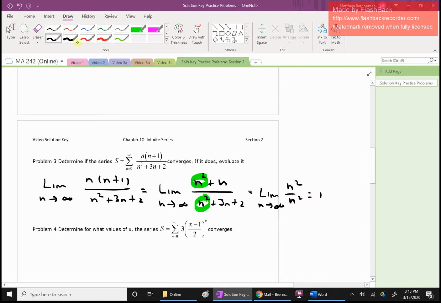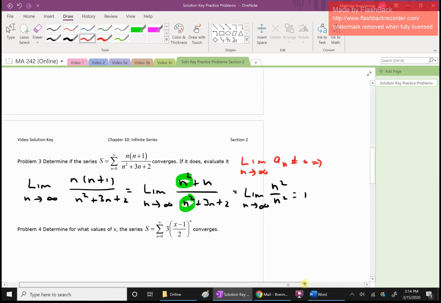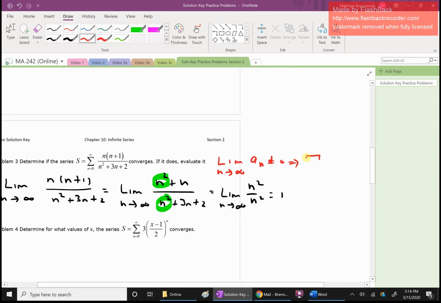And you remember what the test says. The test says that if the limit of the terms in the series do not converge to 0, if they're not equal to 0, then we know that the infinite series does not converge.